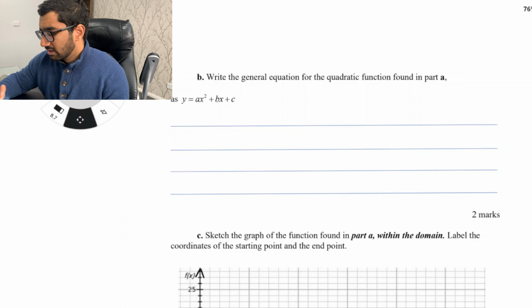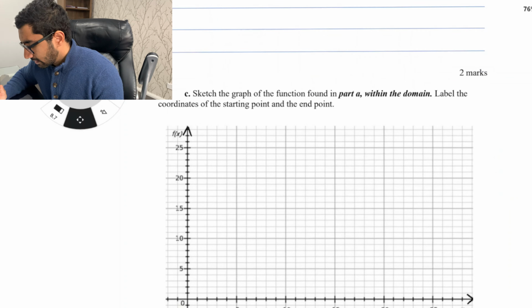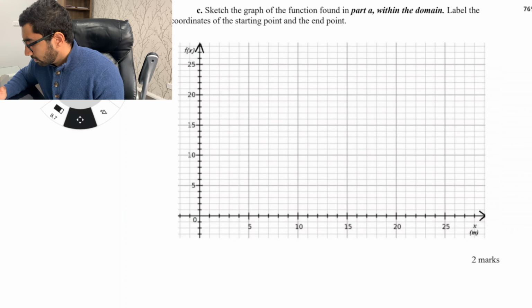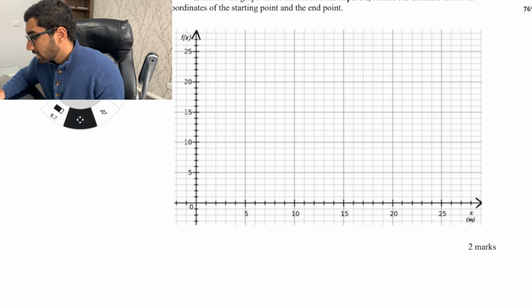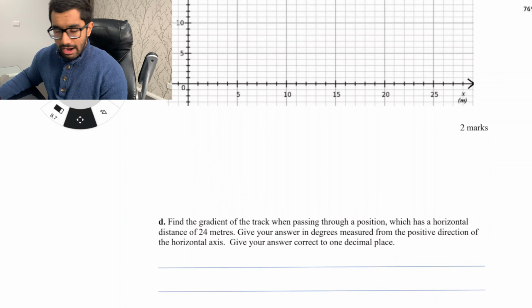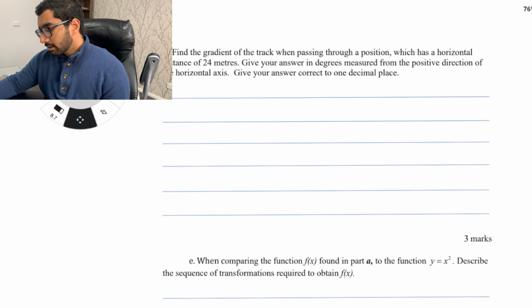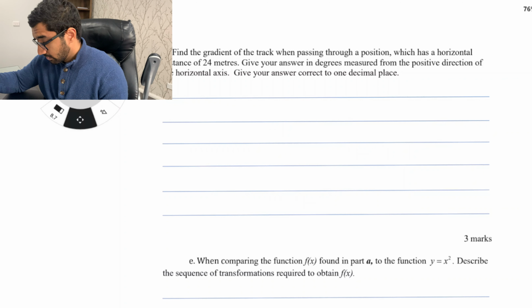Write the general equation in this form, you just expand it out with CAS, that's fine. And then you sketch the quadratic. Nothing else really special in that case. Label the coordinates of the starting point and end point. It's really just classic graphing stuff, okay? Now, part D. Find the gradient of the track when passing through a position which has a horizontal distance of 24 meters, okay?